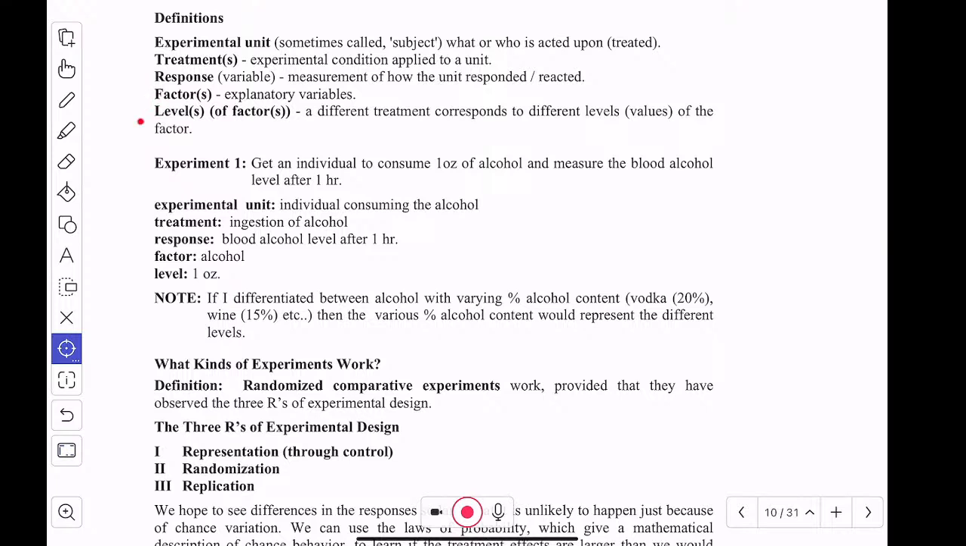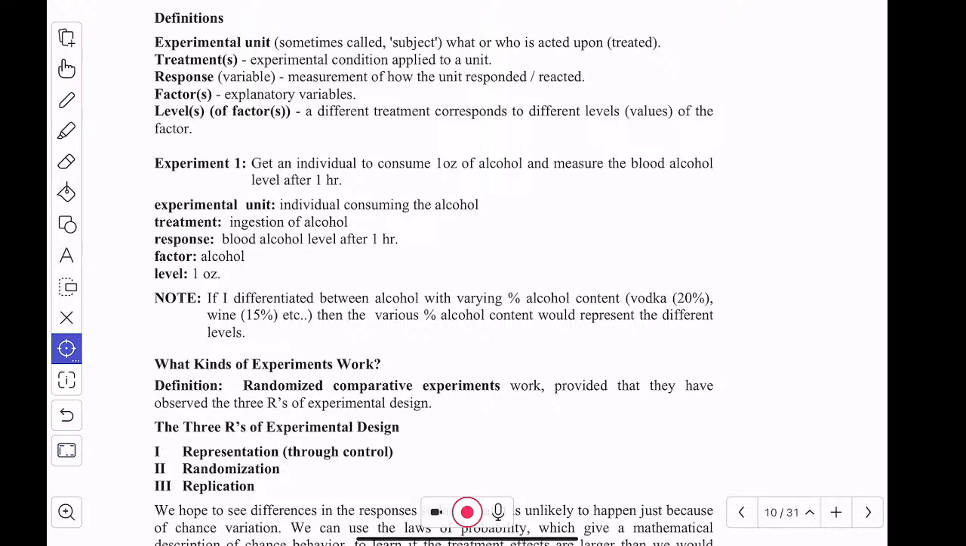And factors could have levels like, and you'll see in the examples, you might want to try different doses, for instance, of a medical treatment. And so those would be the levels of the factor, that particular treatment, but different doses.